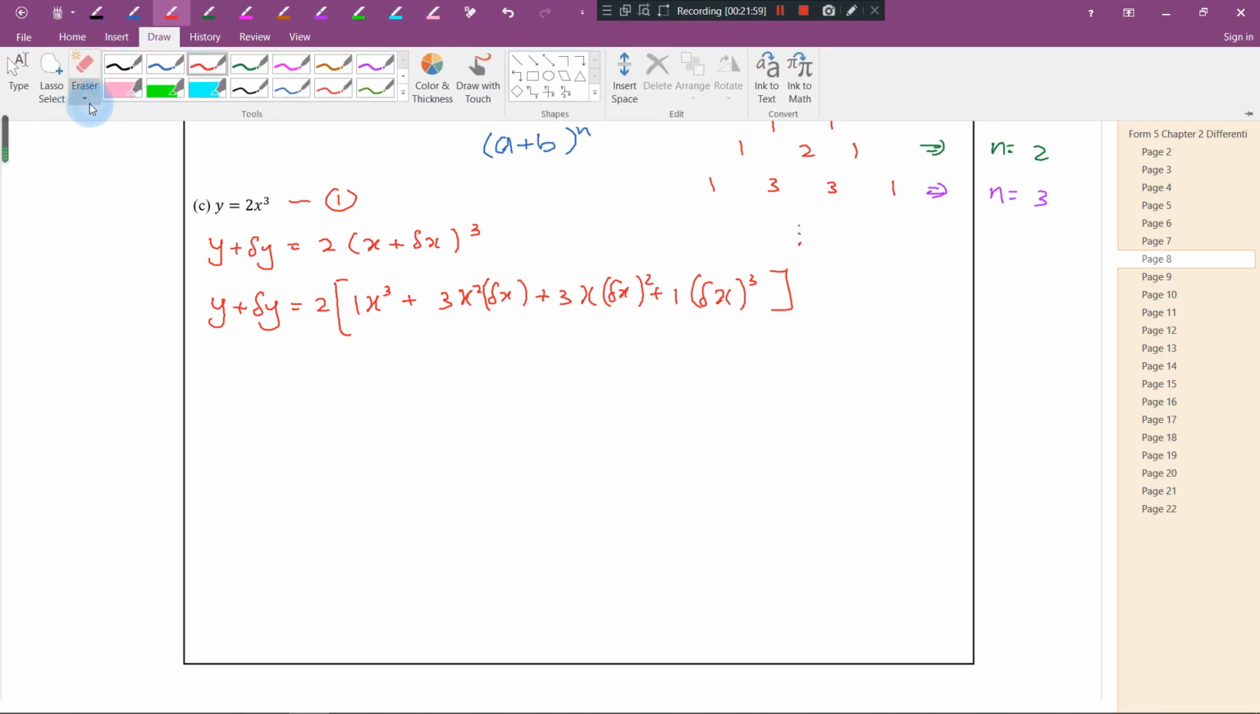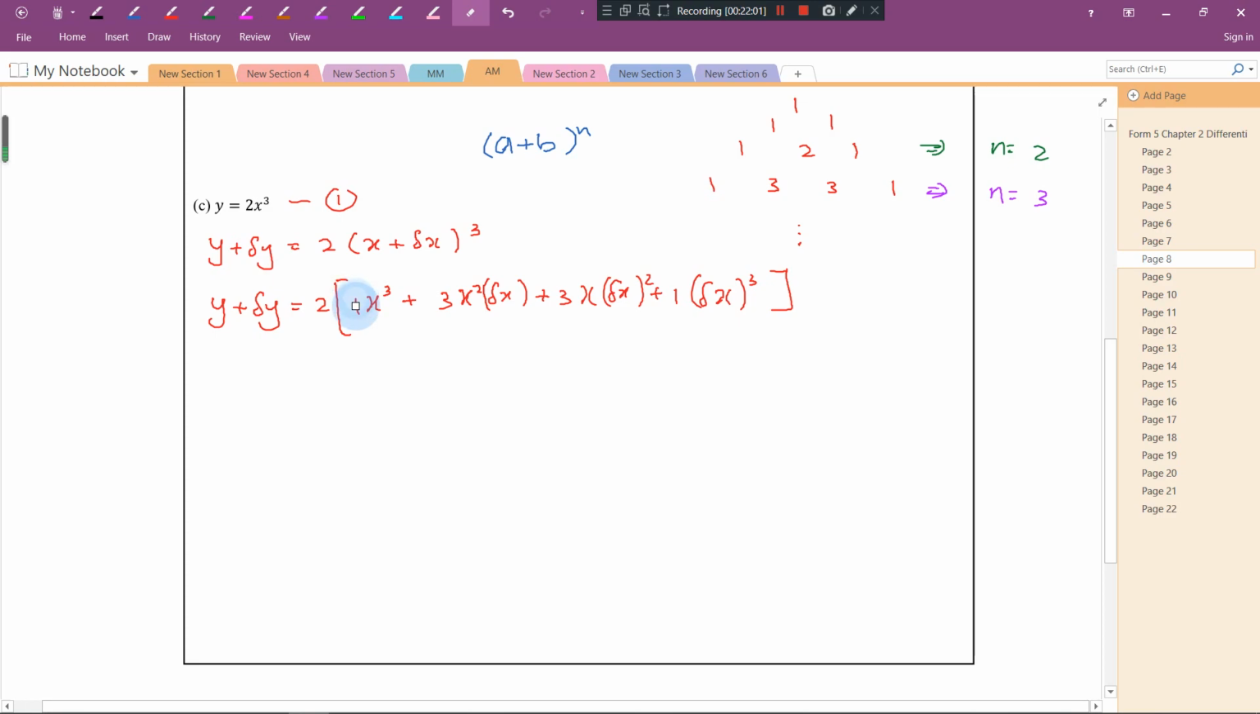1 we don't have to write, 1 we don't have to write. Okay, so this one looks nicer. If you want to write the 1 it is okay, but normally we do not write 1.